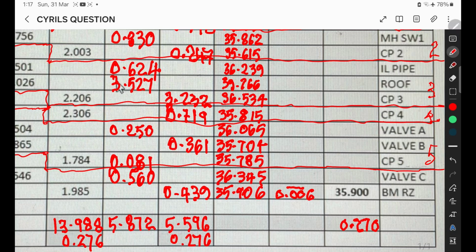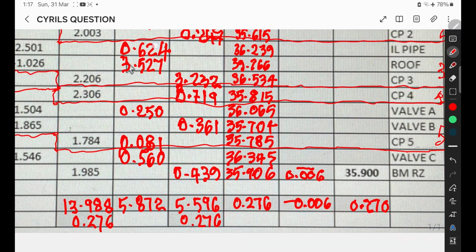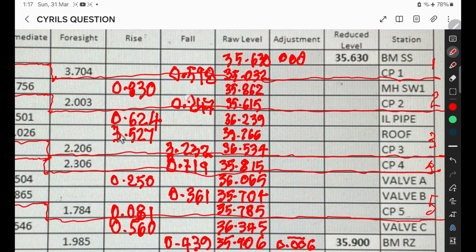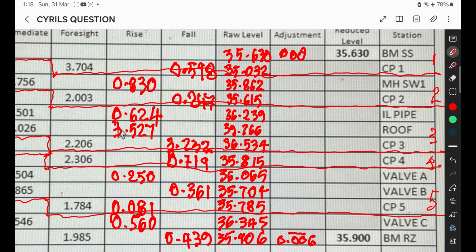Minus 0.006. So we write that in here, minus 0.006. And when we've taken these away here, 0.276, because that's what we get when we take the two raw values away. And we know it should be 0.270. There's our 276, all agreeing there. We subtract 6, 270.